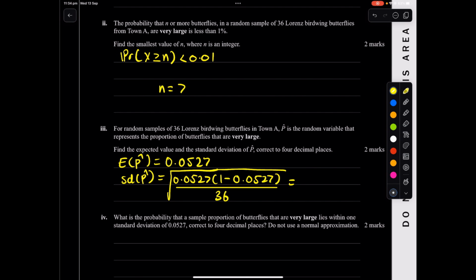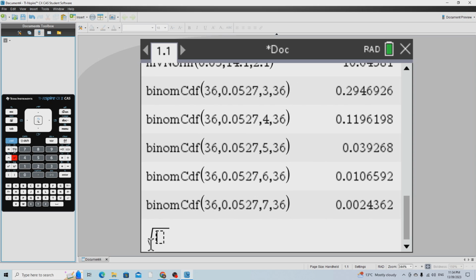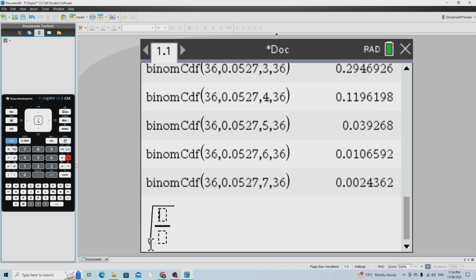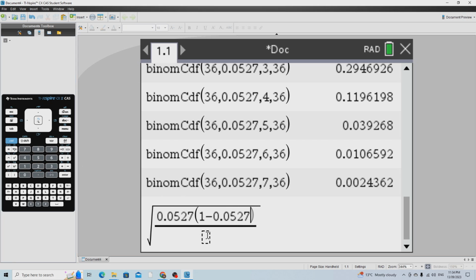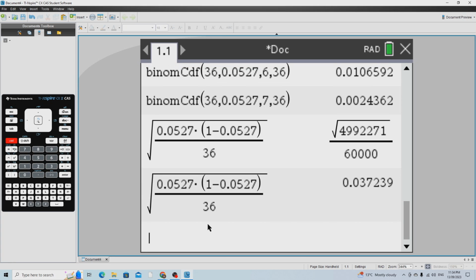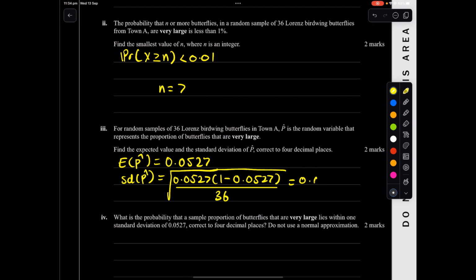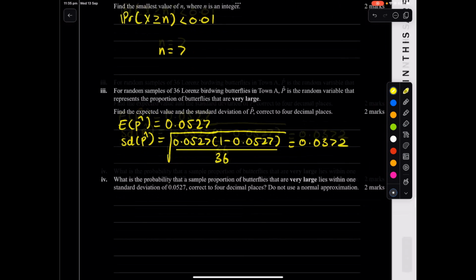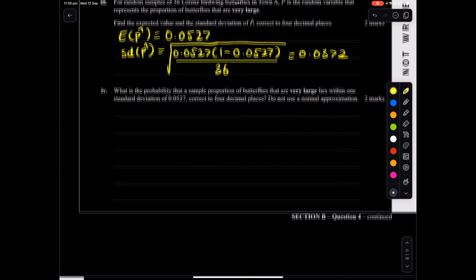So what's the square root of 0.0527 times 1 minus 0.0527 over 36? It gives you, for 4 decimal places, 0.0372. Is that right? Yeah, I think so, 0.03272.